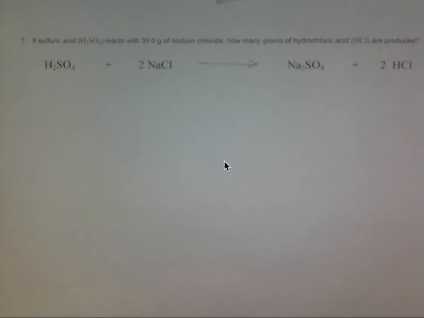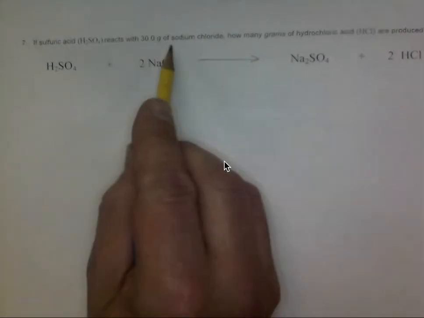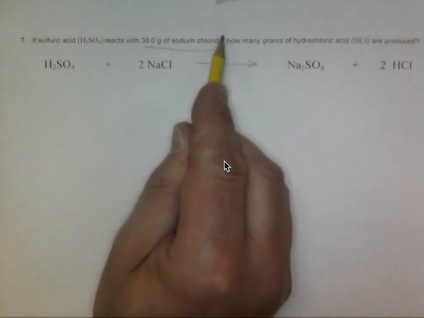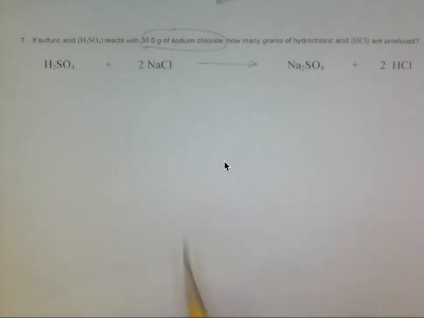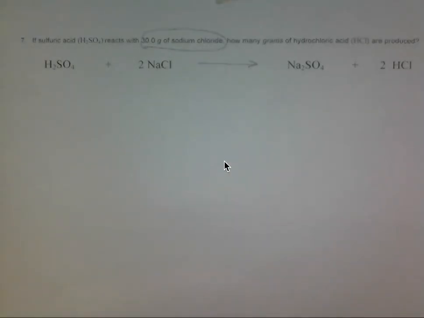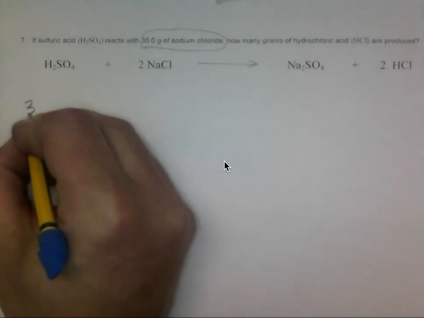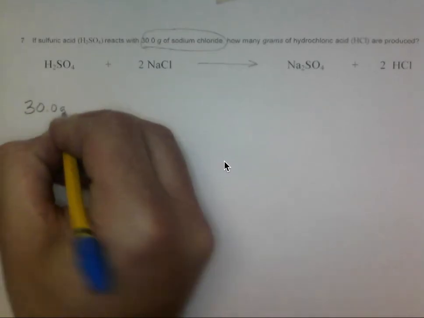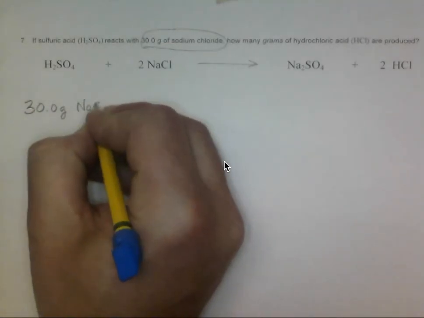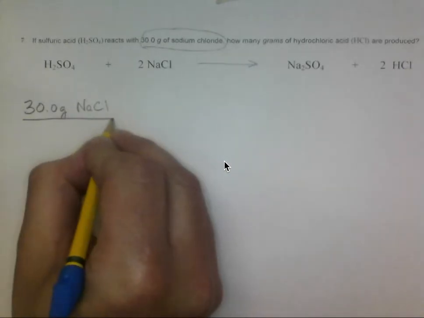So this was one of the questions from the last handout. We had number 7, and it said if sulfuric acid, H2SO4, reacts with 30 grams of sodium chloride, how many grams of hydrochloric acid are produced? So whatever they give you information about, this is your given, and this is what we're going to start off with. We're going to start with 30 grams of sodium chloride. So I'm going to write 30.0 grams of NaCl, and that's going to be the first part I'm going to draw.